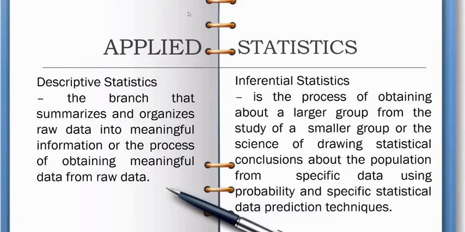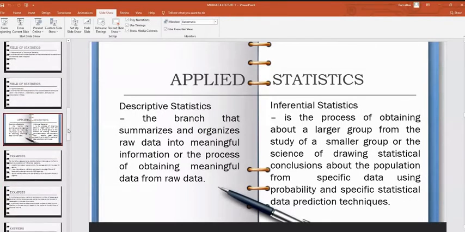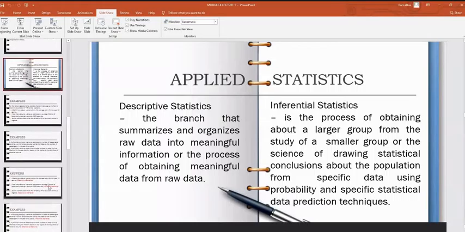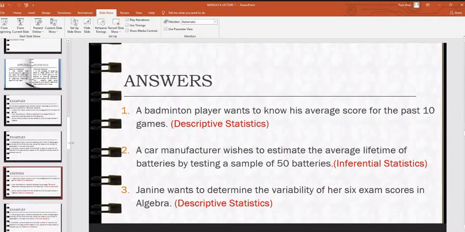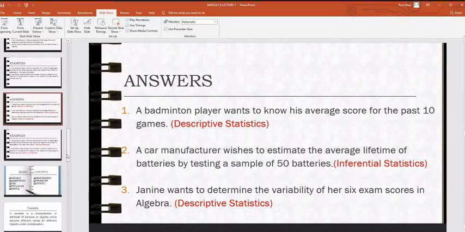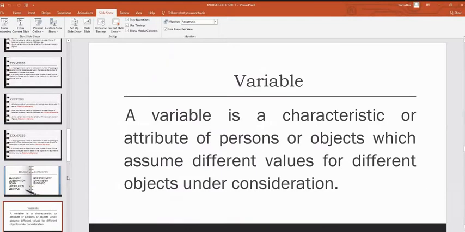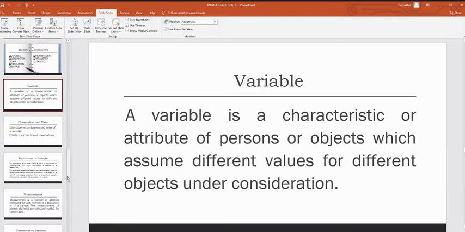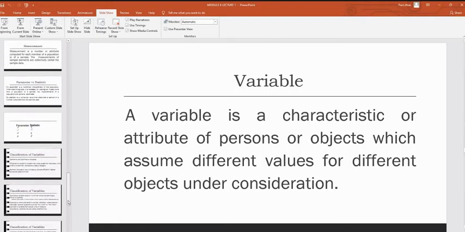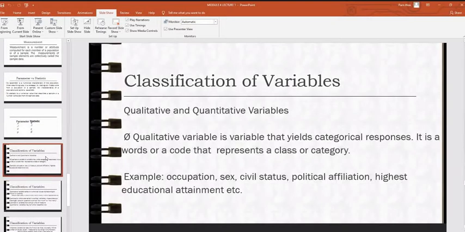Okay. I hope you have read. Please review for your quiz how to identify whether that is descriptive or inferential. Okay, what else? The basic concepts. What's a variable, observation, population, sample? What's the difference between parameter and a statistic? And what else? The different classifications of variables, the difference between qualitative and quantitative. So, all of that, you can just read it.